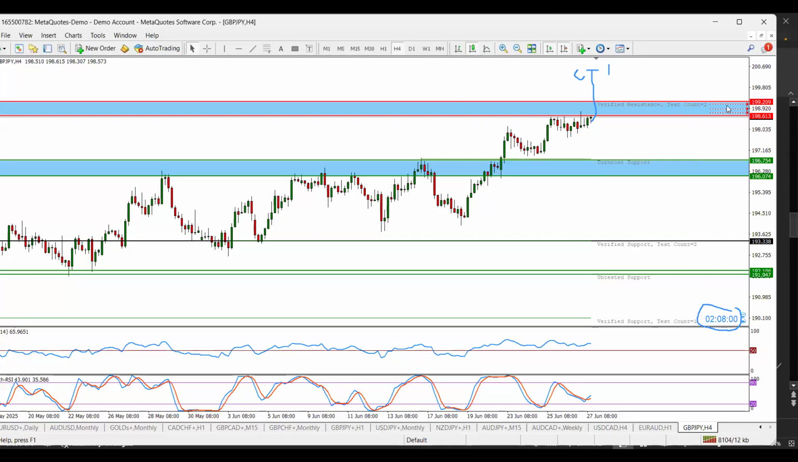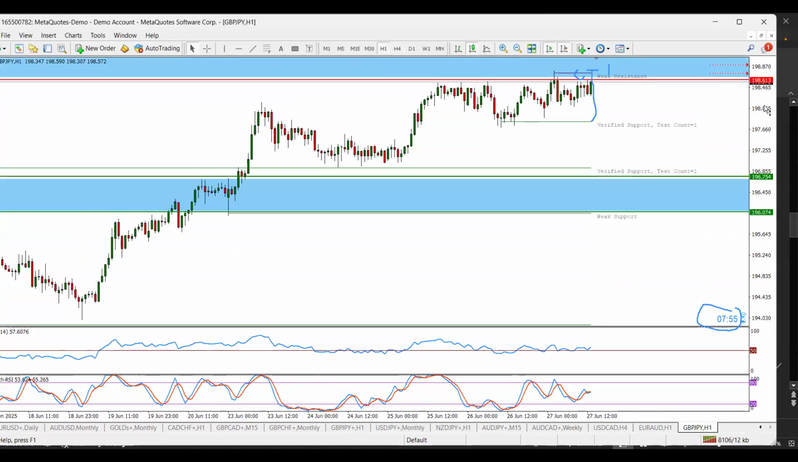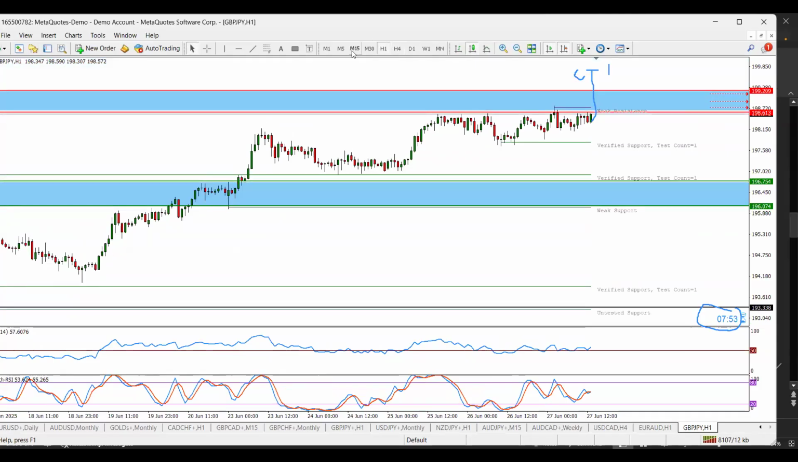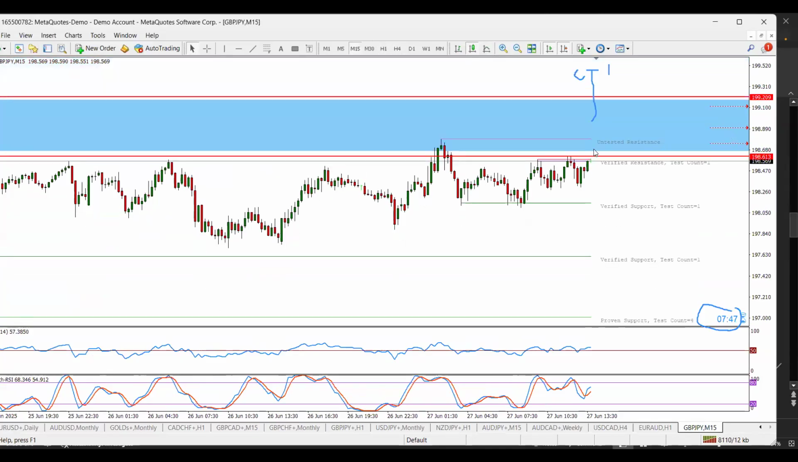I set it on 4 hours. If you are on 1 hour, you set it on 1 hour. This is 1 hour. If you're on 15 minutes, this is 15 minutes. You set it on what? On 15 minutes. But you have to wait for the price to break. Price has to do what? Break out of what? This zone. Price has to break out of it.